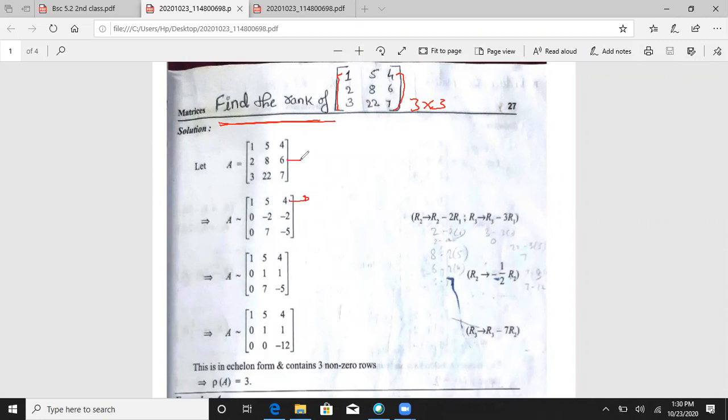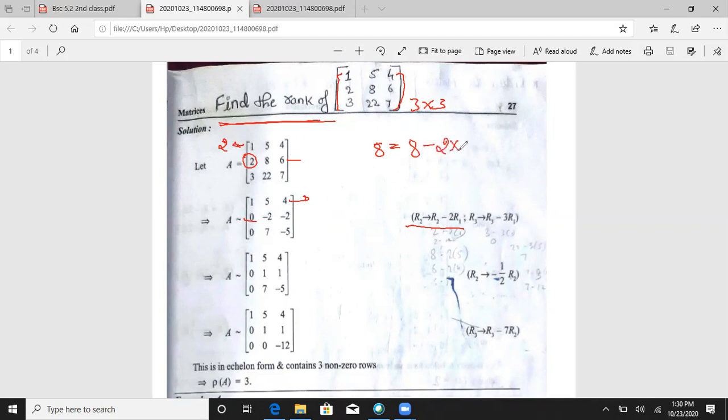Then come to the second row, that is 2. We reduce the 2, that is we operate R2 equal to R2 minus 2R1. See here, this is R2 equal to R2 minus 2R1. Why? Here 1 is there, multiplied by 2, 2 into 1 is 2, this plus 2 and minus 2, this is 0. Next, the second one, R2 equal to 8, R2 equal to R2 minus 2R1.